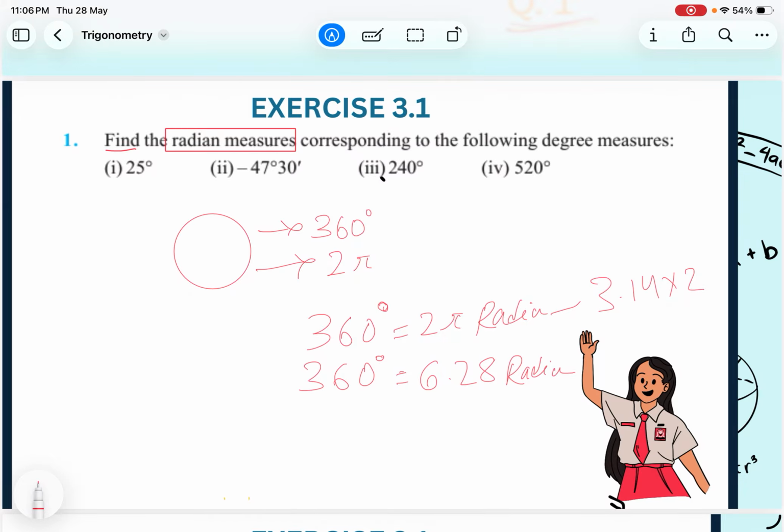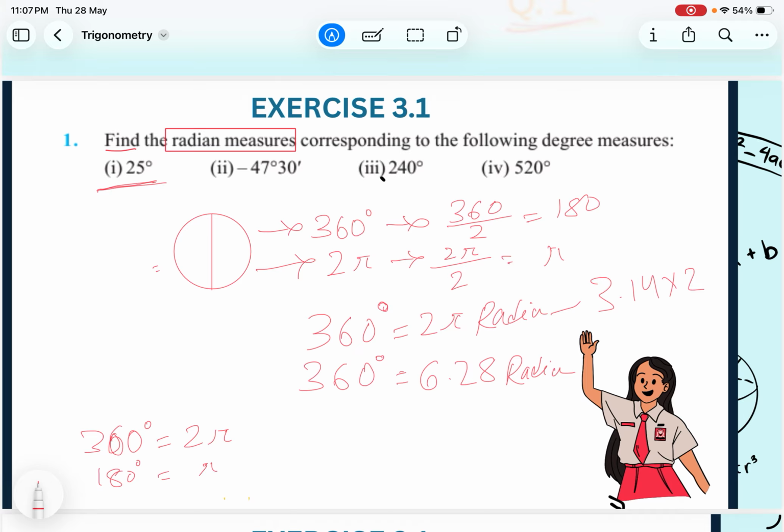Now if this whole circle is 360 degree, then tell me what is the half of it. You will quickly calculate: if full is 360 and we are making two parts of it, then it will be 180 degree, right? So if you have 2 pi that is equal to 360 and you want to divide this into two parts, then you will get pi. So it means 360 degree equal to 2 pi and 180 degree equal to pi, right? On the basis of the same concept, we will calculate what is 25 degree in radian.